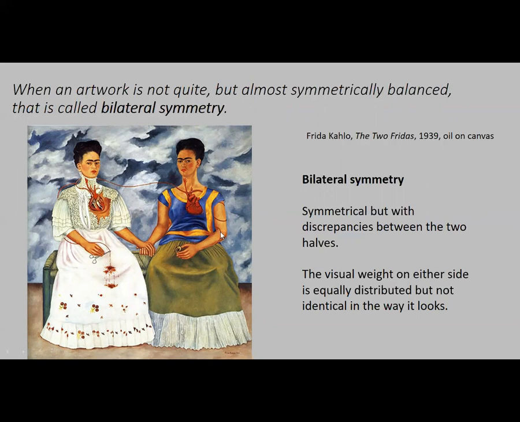Her arms, they're almost the same, but this arm's holding this little egg that has Diego's picture on it, and this arm's holding a suture because Diego's broken her heart. So the shapes of them are the same, and the distribution of the patterns in the background are more or less the same, but there are discrepancies in it, and that makes it bilateral symmetry.